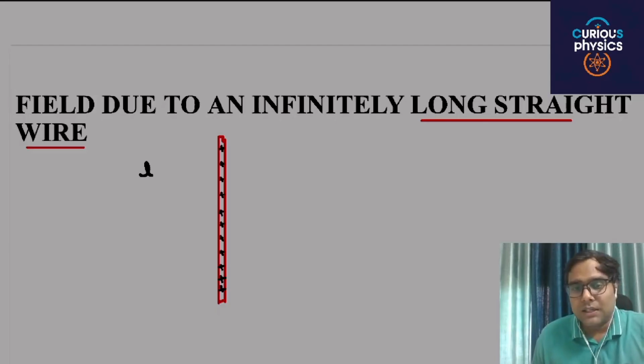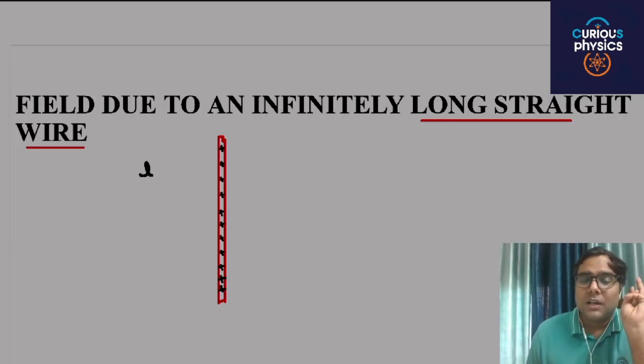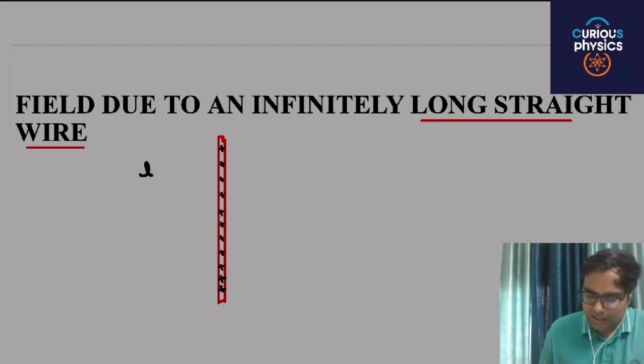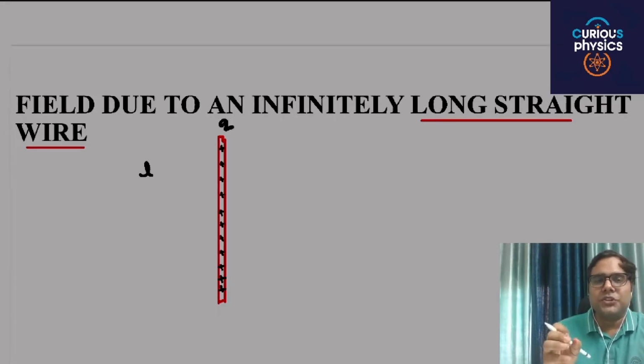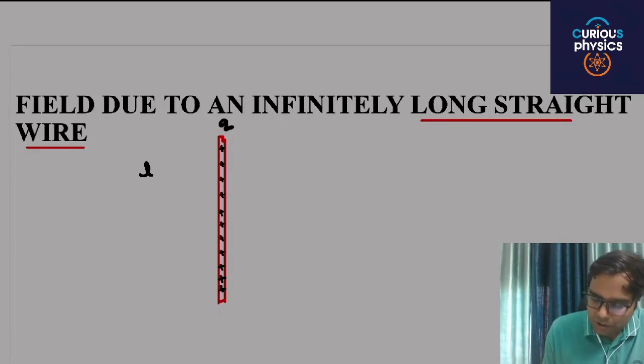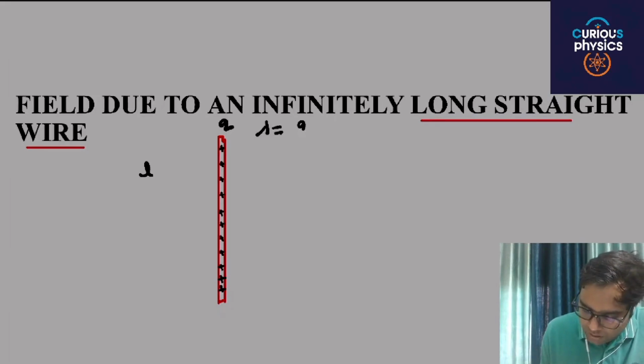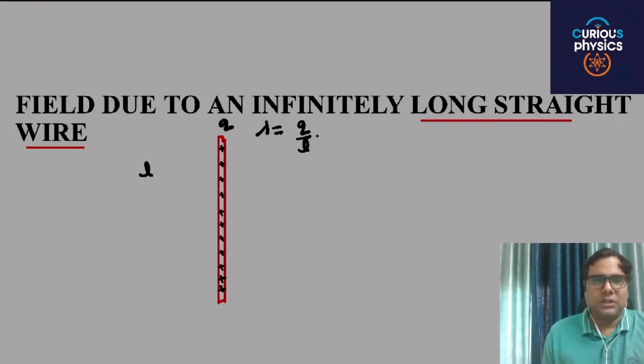We have already studied the three kinds of charge densities. The first one was linear charge density, second was areal, and third one is volume charge density. So here the wire has a linear charge density. Let's define that the charge is Q. Charge Q is distributed along this wire of length L. So the charge density lambda is given by total charge per unit length.